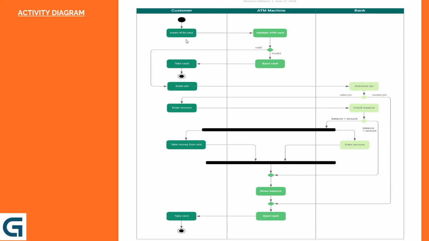So it all starts with a customer. Customer inserts the ATM card first, and the moment the ATM card is inserted, the ATM machine validates it. It has to decide whether it is a valid ATM card or an invalid ATM card, and the steps will change based on that. If it is valid, it will go to the next step. But if it is invalid, it will eject the card, and the customer has to take the card and go back. But if it is valid, the customer has to enter PIN.